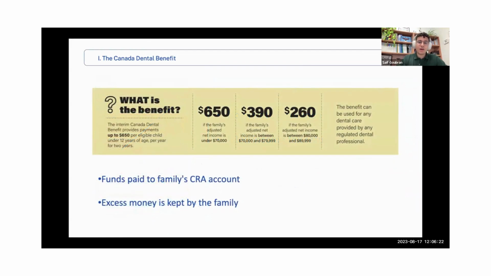So families can receive up to $650 per eligible child if they make a household income of under $70,000. And if families make just under $90,000, they're eligible to receive $260. So the family receives the money through their CRA account, and they're able to use these funds on any dental treatment or also oral health supplies like toothbrushes and toothpaste, and any excess money can be kept by the family.